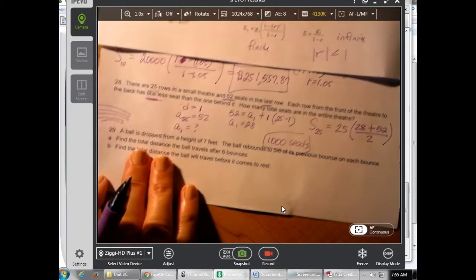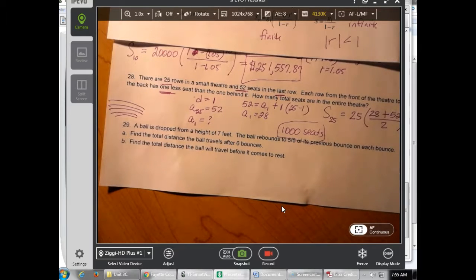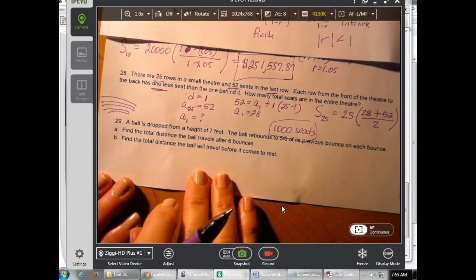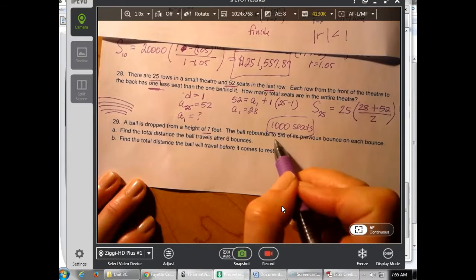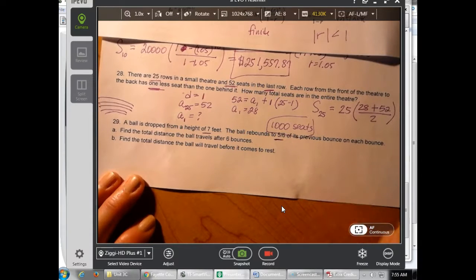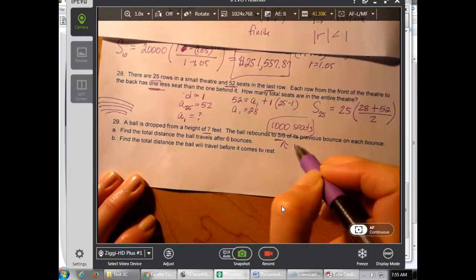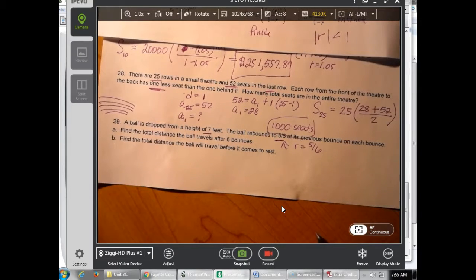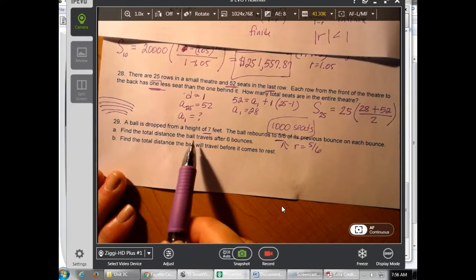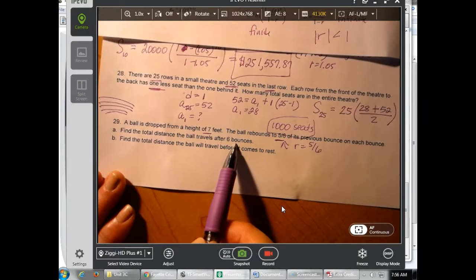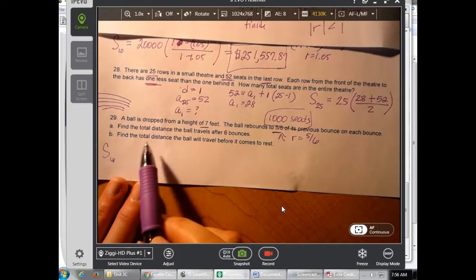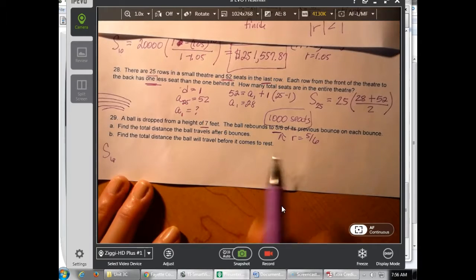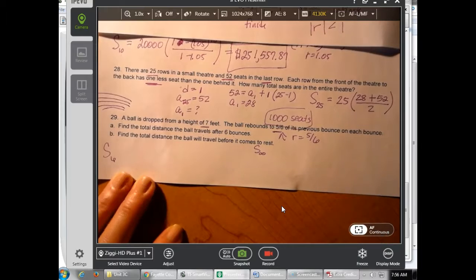Okay, now we have one ball bouncing problem which we do need to go through. And remember that you have to modify the answer at the end. We went over that in class yesterday, but I'll review it again here. So a ball is dropped from a height of 7 feet. The ball rebounds at 5/6 of its previous height on each bounce. So this is basically just saying this is your R of 5/6. So find the total distance the ball travels after 6 bounces. So we basically want to sum through the 6th term. And then we're also going to find the total distance the ball will travel before it comes to rest. So we're going to sum through the infinite series there.